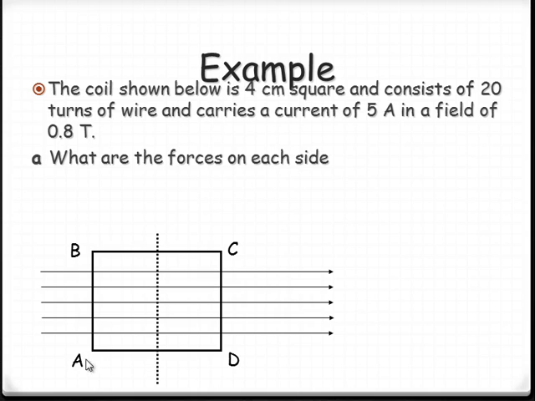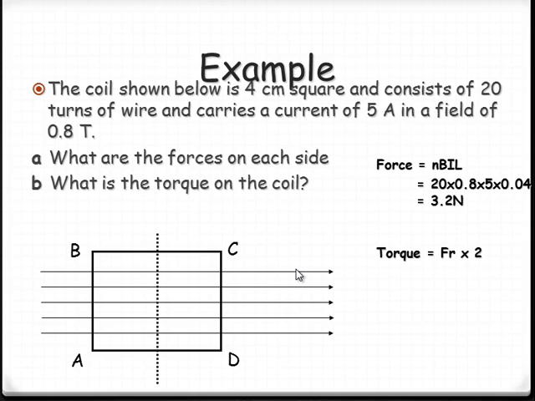Now, what we haven't been told or shown is the direction of the current. So let's assume a clockwise current is going through. The force equals NBIL, so number of turns times the magnetic field strength times the current times the length that's in the field. So here we've got 20 turns, 0.8, 5 amperes. Now, units. They'll trick you with this one or try and catch you. 0.04. So the force is 3.2 newtons on each side.